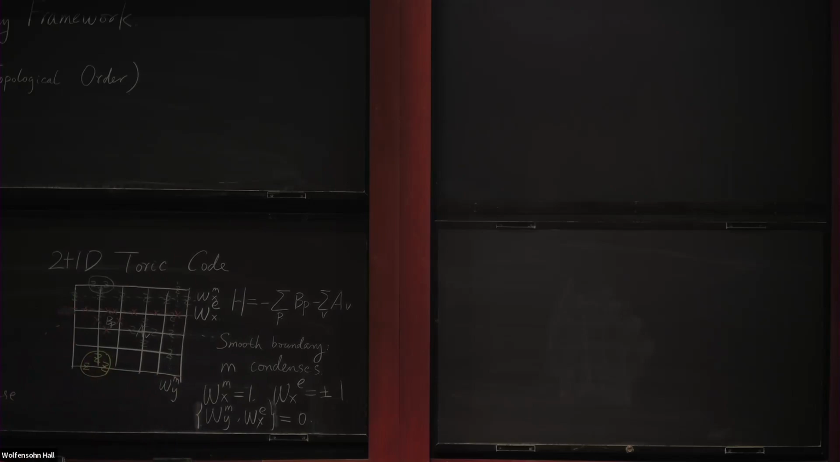Okay. And another type of term we can put is a single X, like this. And you can also check that it commutes with the Hamiltonian terms in the bulk, and we can safely add it to the bottom boundary.